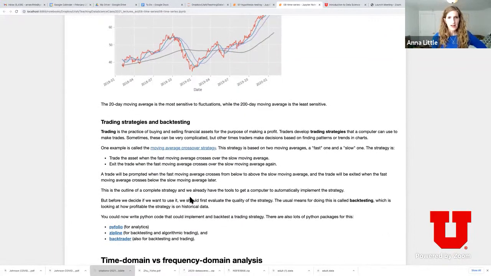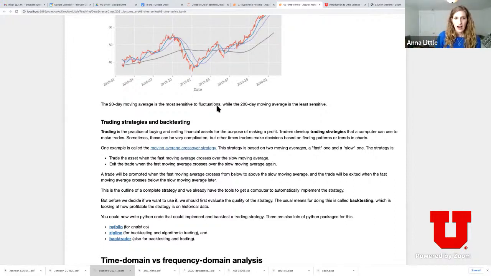Okay, so now that we're equipped with some basic tools for plotting, we can talk a little bit about trading strategies and backtesting. Trading is the practice of buying and selling financial assets for the purpose of making a profit, right? The basic idea is you want to buy low and sell high. There are many different strategies that you can use to help you decide when to buy and when to sell or to make a profit. They can be very complicated strategies, but not all of them are very complicated.